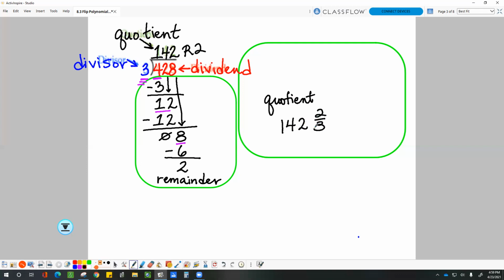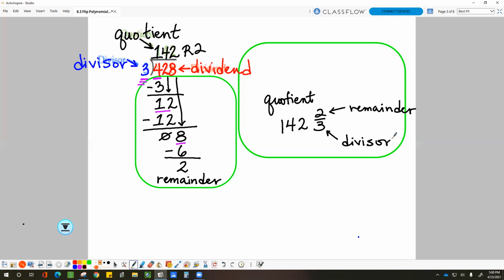If I work this out in the calculator, I would get 142.666667, which is 2/3. So we'll write it this way as a fraction. I'll put my remainder over my dividend. Nope, my divisor, sorry.